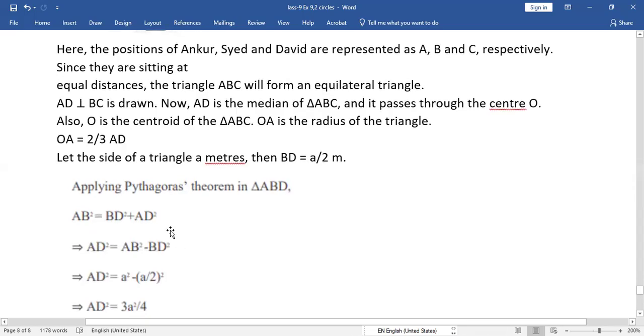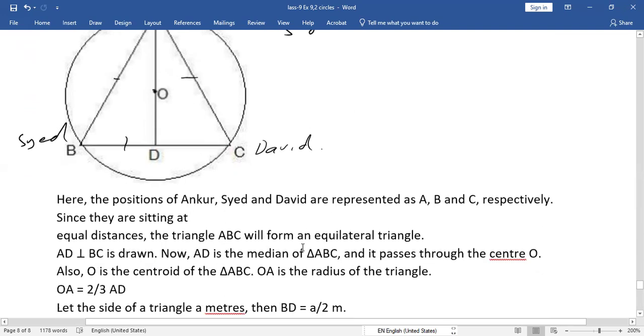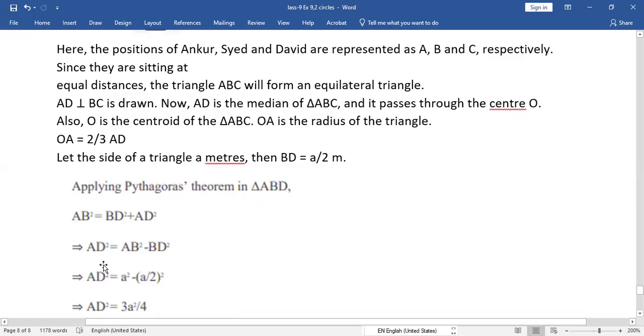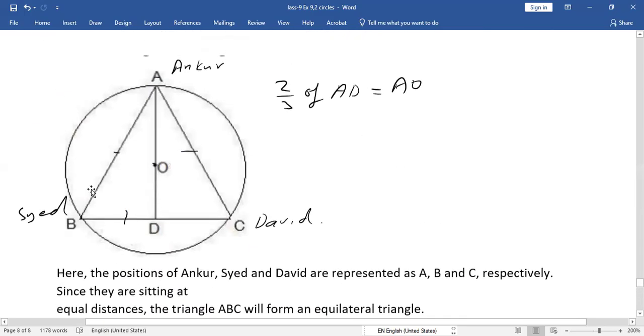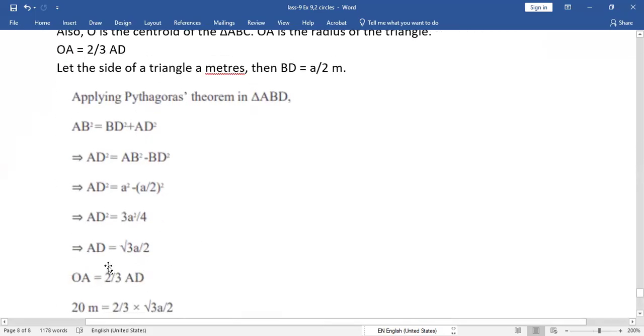Apply the Pythagoras theorem. AB square is equal to BD square plus AD square. So what is AD square? That means AB square minus BD square. Let each side be A, so BD will be A/2, and here also A/2, because the total is A. This is the midpoint of the equilateral triangle's side. Applying the Pythagoras theorem, we get AD square equal to 3A square by 4, and here you can see the AD square.